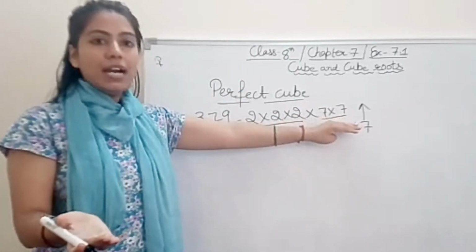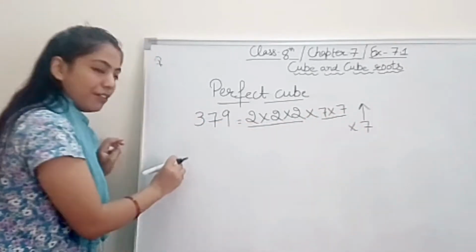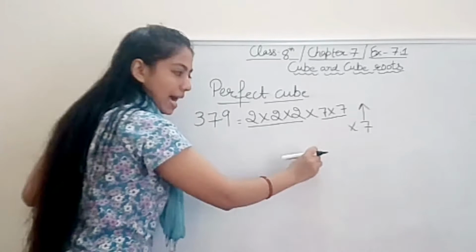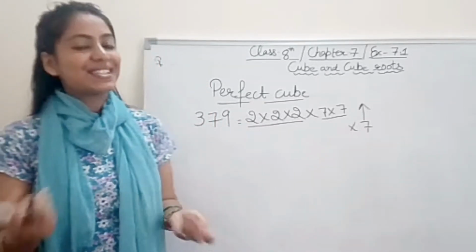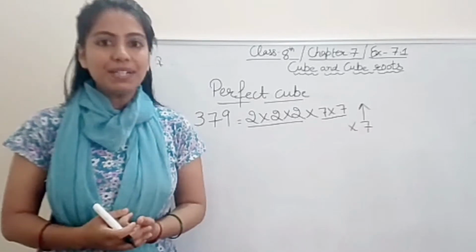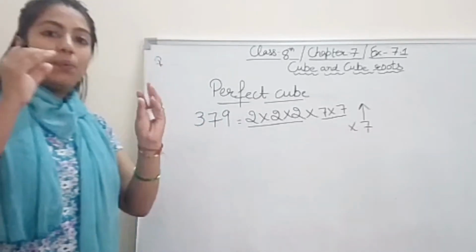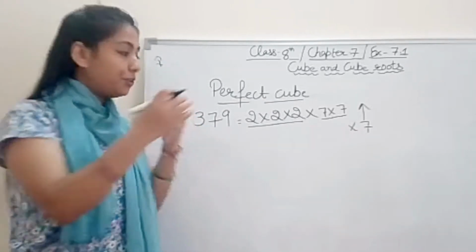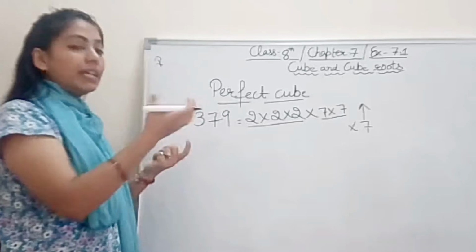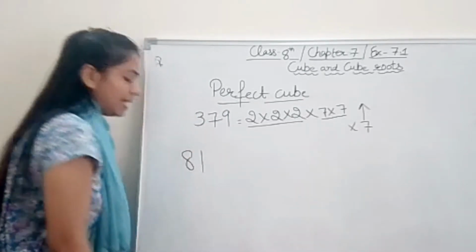But if anything is left over to make a triplet, then we write it below. Therefore 7 we need to add to make a given number a perfect cube. That's it student, very simple. Now vice versa, the question will be what we need to divide to make a given number a perfect cube. For example, I'm taking one example, 81.